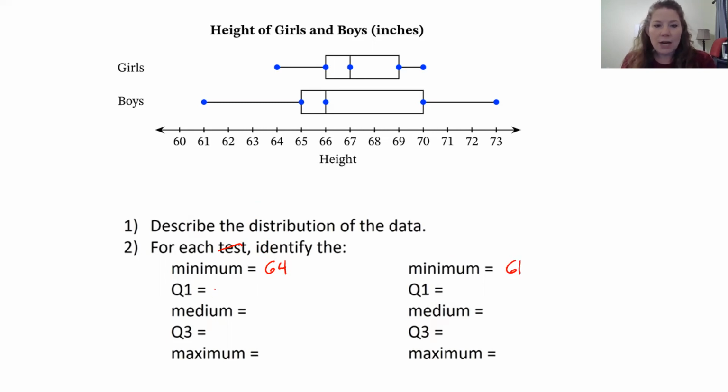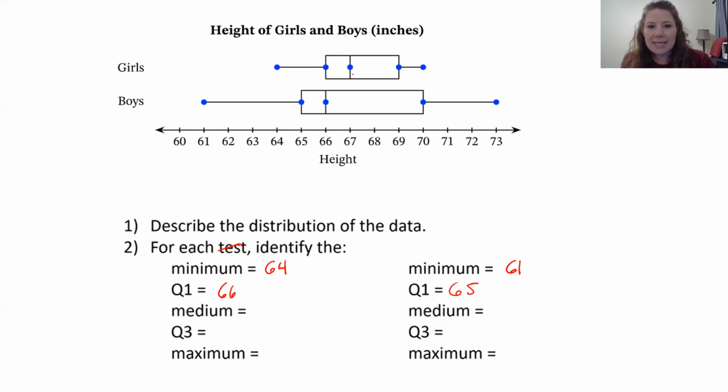What is the lower quartile or the quartile 1? Quartile number 1 for girls is 66. So that means 25% of our girls are between 64 and 66 inches. So there's only 2 inches that separate the shortest 25% of our girls. There's only a difference of 2 inches there. All right, what about the boys? The lower quartile of the boys is 65, or the quartile 1.